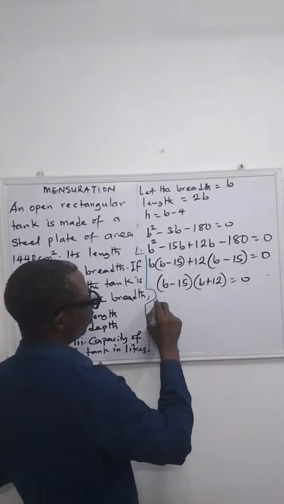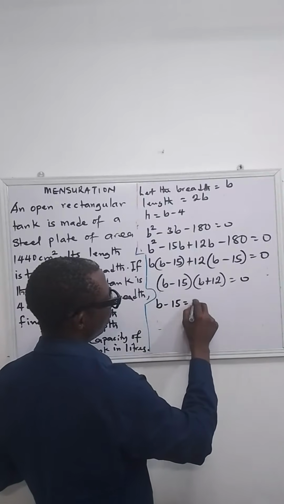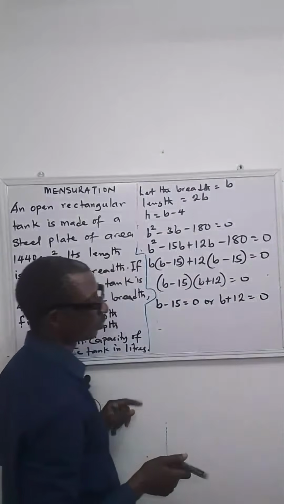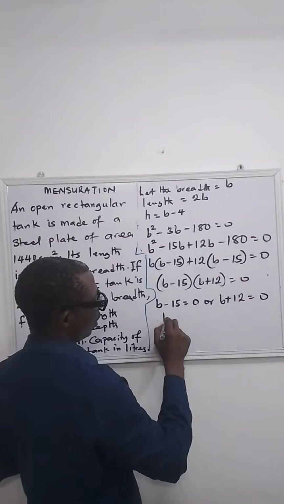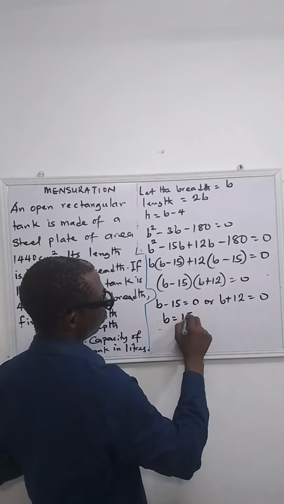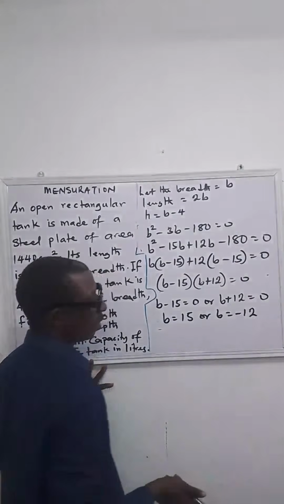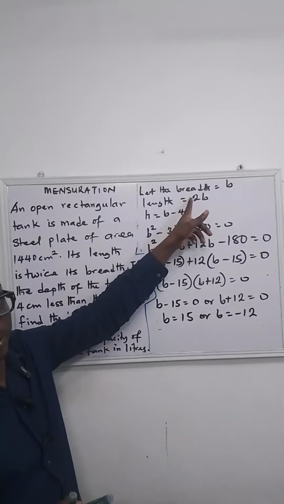So we have b minus 15 is 0 or b plus 12 is 0. So let's transpose negative 15. So we have b is 15 or b is negative 12. All right. Now don't forget we said b is the breadth.